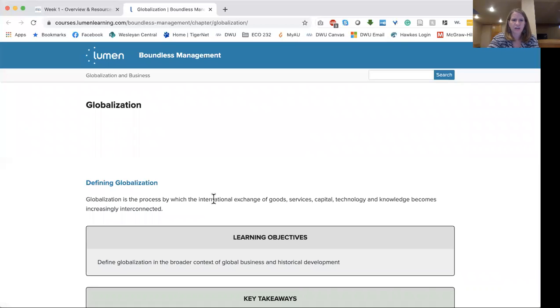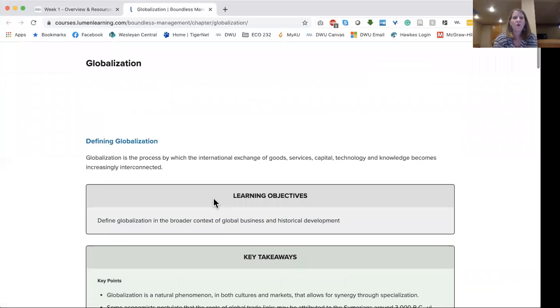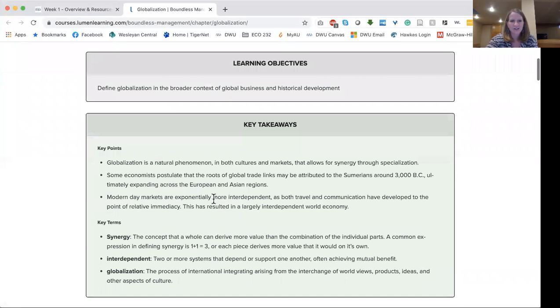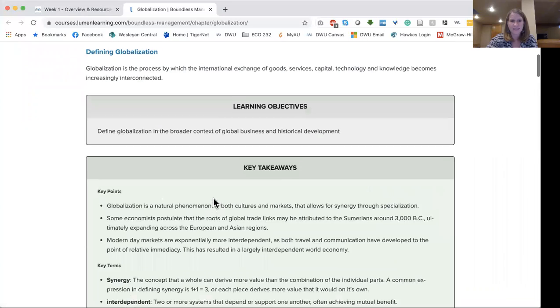This first chapter is all about actually defining globalization, because that's kind of what this course is built around. We live in a globalized world. And if you don't understand what globalization means, then you're not going to do well. So we need to first understand what globalization is. So this chapter just defines it.